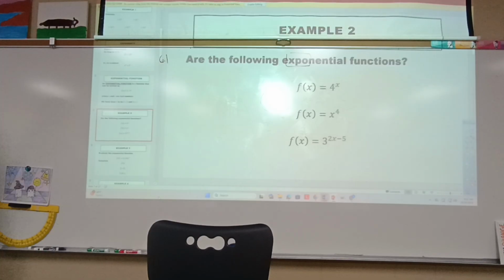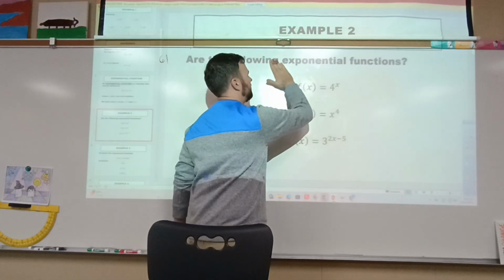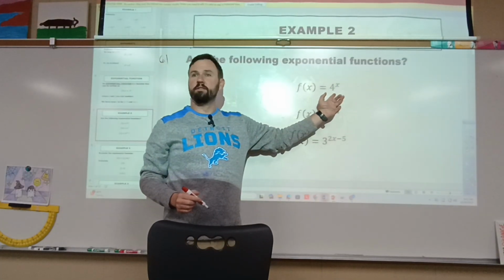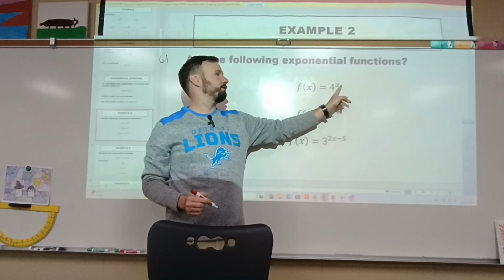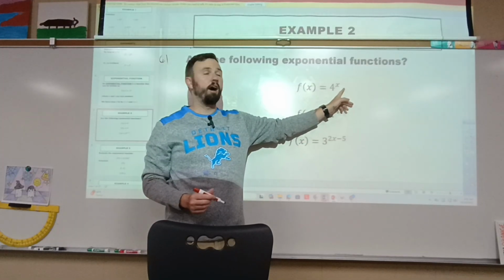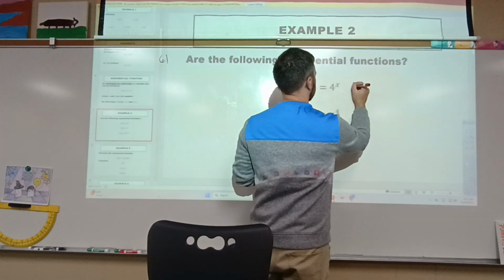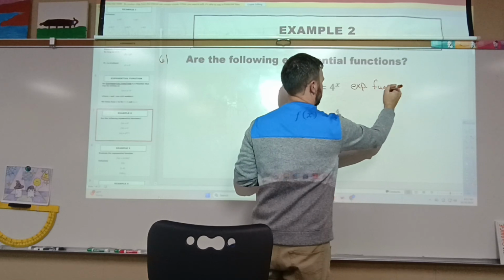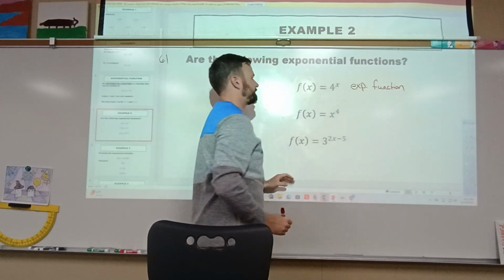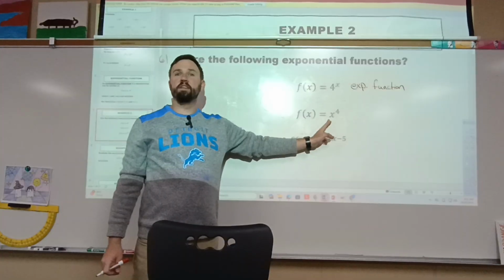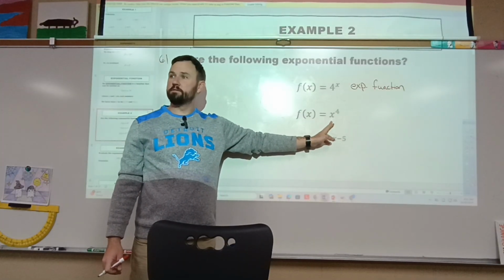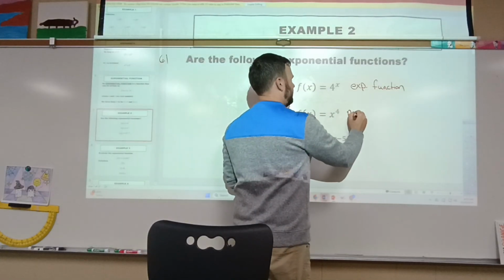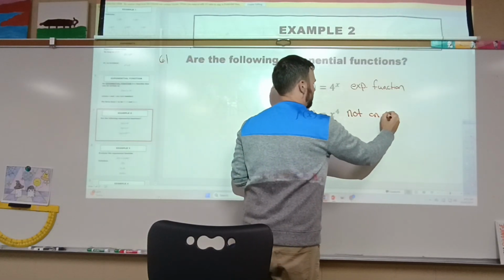Are these exponential functions? It's probably going to be a homework question with this in it. Where's my x on this one? Is it down or is it up in the exponent? Up. So that's an exponential. Is my x up above or is it down below? Down below. This is not an exponential.